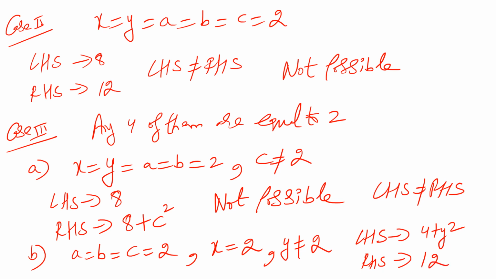Now obviously if I want both of them to be equal, Y square should be equal to 8. Again, not possible, right? So this case is also ruled out. Now students, in this way you have to categorize all the cases. This is a little bit lengthier but very easy to understand.